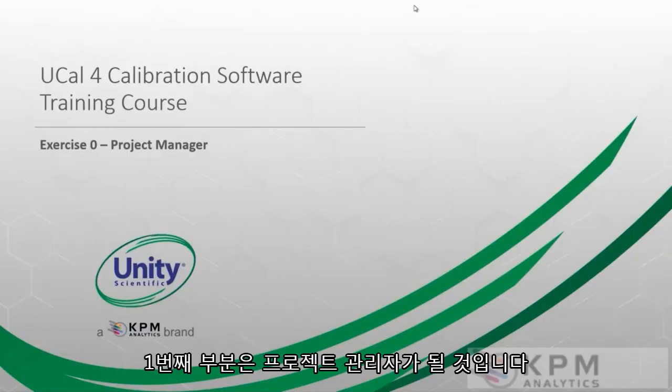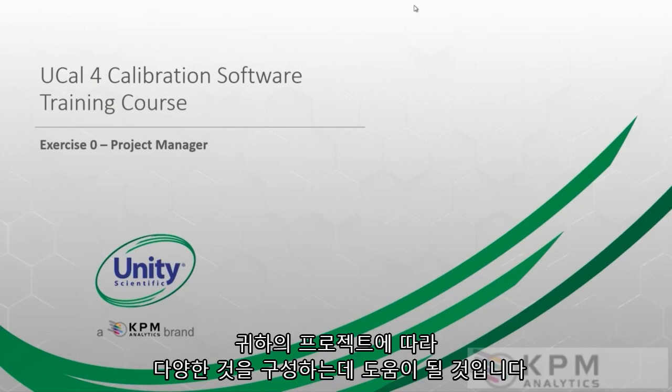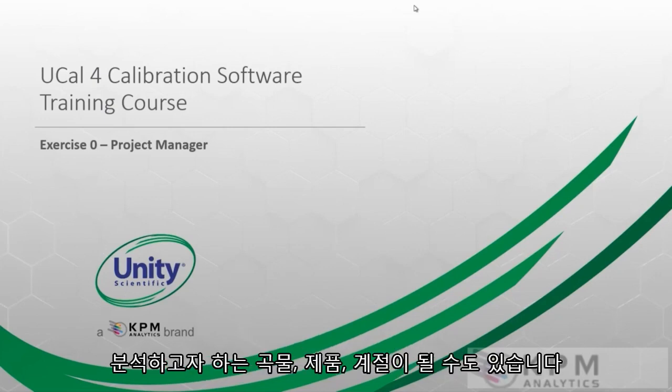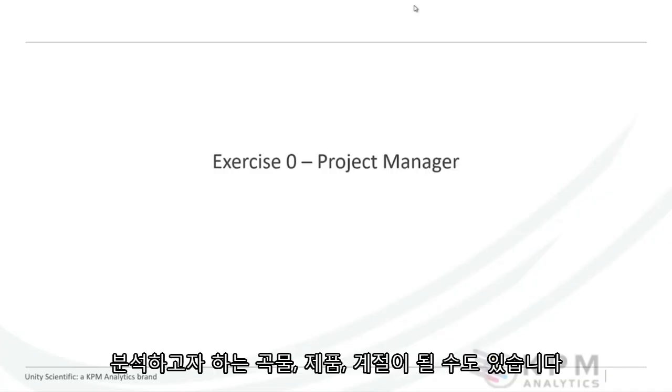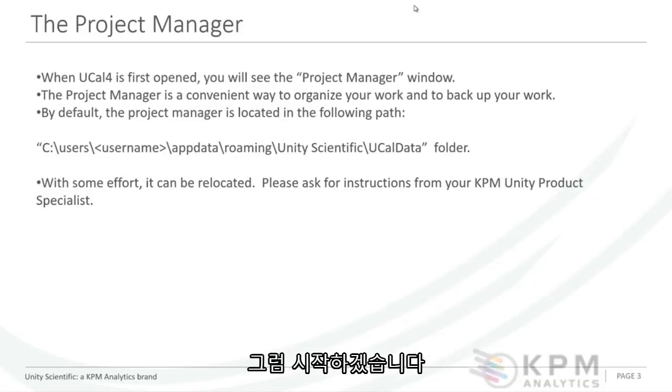Okay, our first exercise is going to be on the project manager. And the project manager is a tool that we've built into UCal 4 to help you organize your different files according to projects. So it might be different crops, it might be different products that you're analyzing, it might even be different seasons. So let's jump into this.